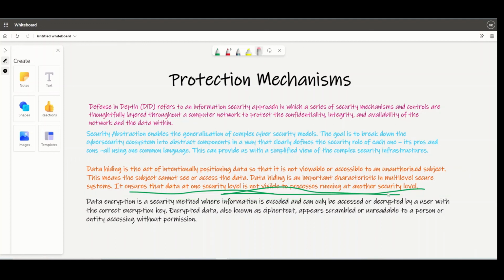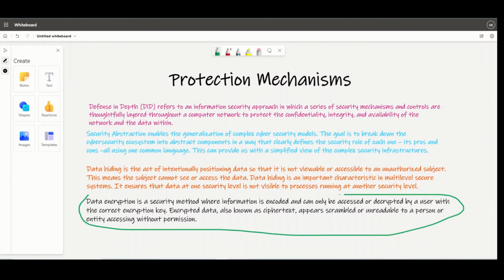The last topic of this session is data encryption. Some of you might have heard about data encryption. Data encryption is a type of security technology in which information is encoded and may only be accessed or decoded by a user who has the appropriate encryption key. Encrypted data, also known as ciphertext, looks scrambled or unusable to whoever gained unauthorized access to this data.